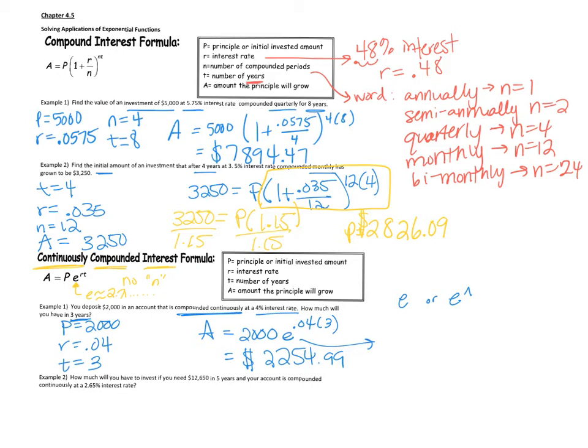Okay, last example, it says, how much will you have to invest if you need $12,650 in 5 years and your account is compounding continuously at a 2.65% interest rate? So let's see what we have.